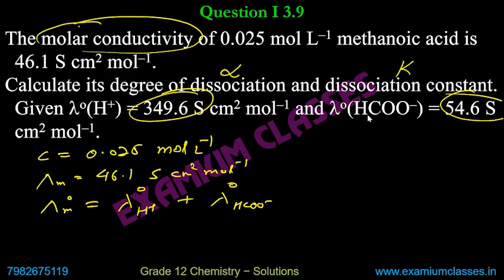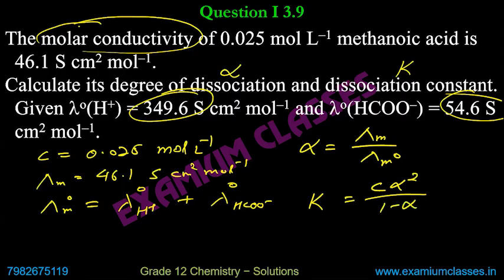So from here, you will calculate the value of alpha, lambda m divided by lambda m naught, and after that, K equals C alpha square divided by 1 minus alpha. You will get the answers. Yes, correct answer.